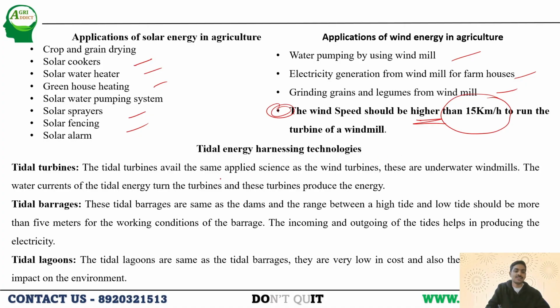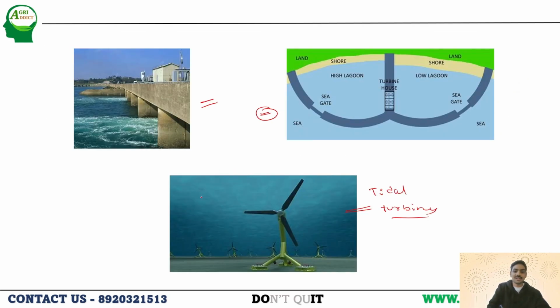And tidal energy, using the tides that are created due to high tide and low tide, the energy from the difference between the high tide and low tide will be used to rotate the turbines. Basically, the tidal turbines, tidal barrages, tidal lagoons. We will be seeing the pictures so that you can remember very well. Okay. This is the tidal turbines.